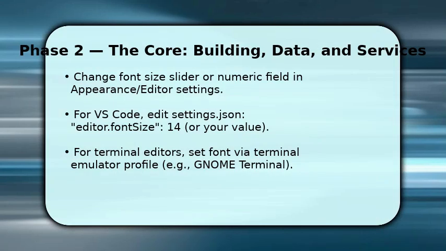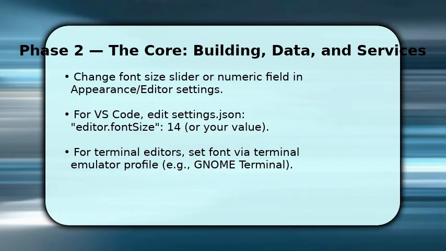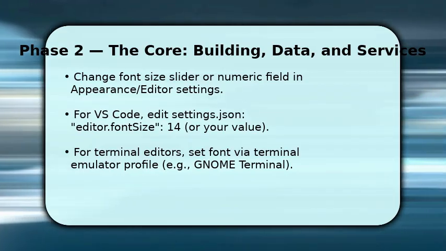Now you'll change the size itself and understand why each option matters. In GUI editors, move the font size slider or enter a numeric value. Larger sizes improve readability but reduce lines per screen. In VS Code, open Settings, JSON and set editor.fontSize to 14, because explicit values override defaults. For terminal editors, remember the terminal emulator controls fonts, so open its profile, right arrow, text and pick a size.